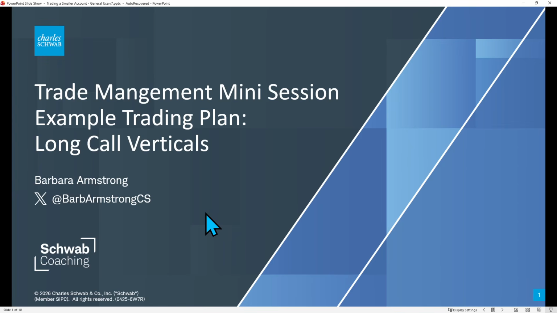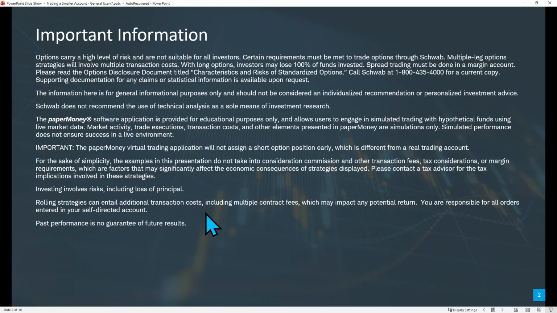Just a quick reminder before we start creating this plan together that options carry a high level of risk and aren't suitable for all investors. We're using the paperMoney software application on the thinkorswim desktop platform to walk through an example together today. And just know that with paperMoney, short options will never be assigned early. That can happen in a live account.